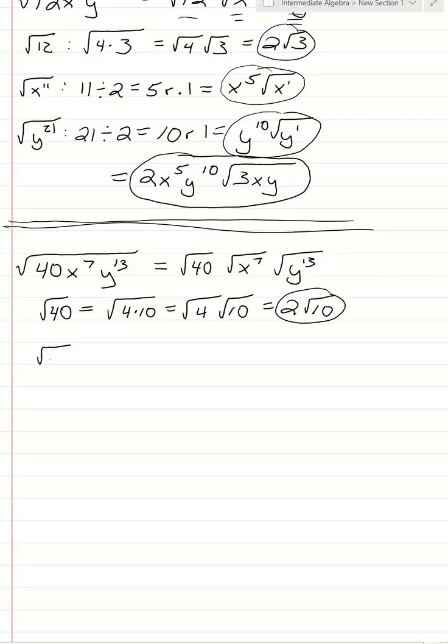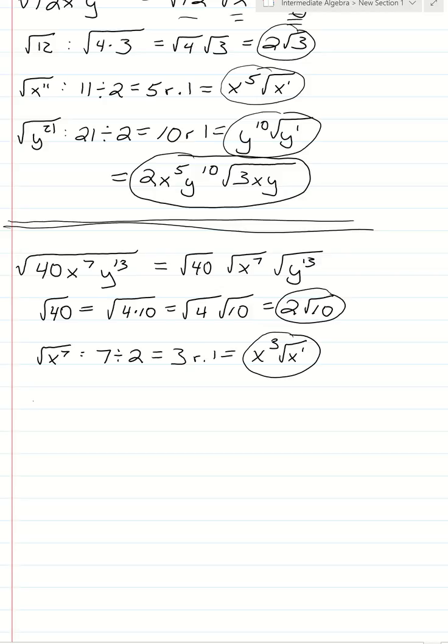Now let's do the square root of x to the 7th. Well, we have to take the exponent of 7, and we're going to divide by the root index 2. 7 divided by 2 goes 3 times, remainder 1. And so now our answer to that part would be x to the 3rd square root of x to the 1st. And that would be your simplified radical for the second part.